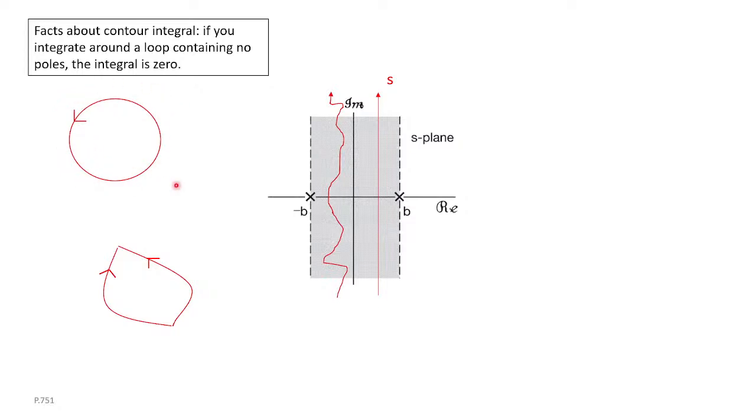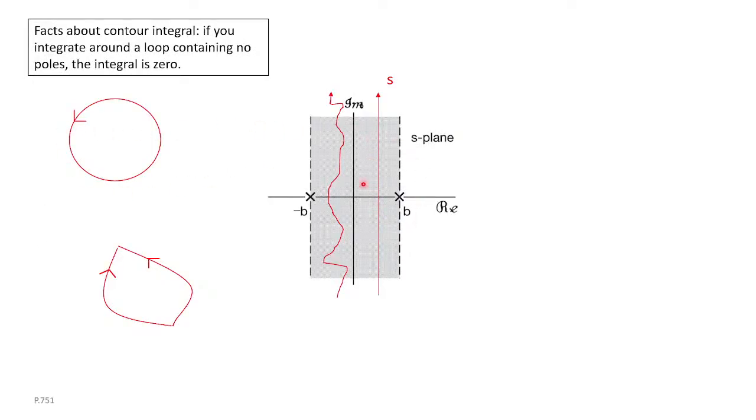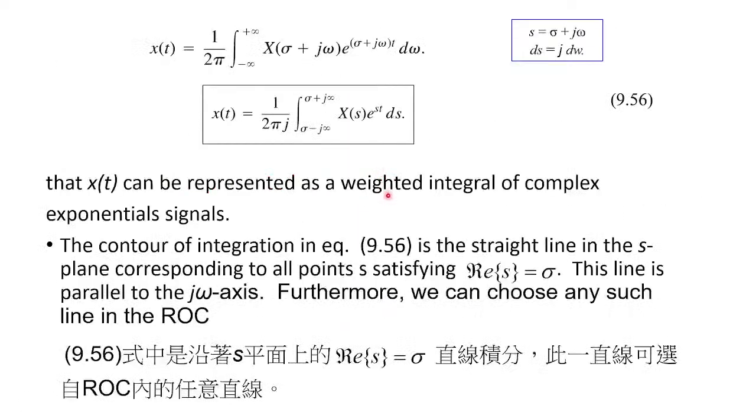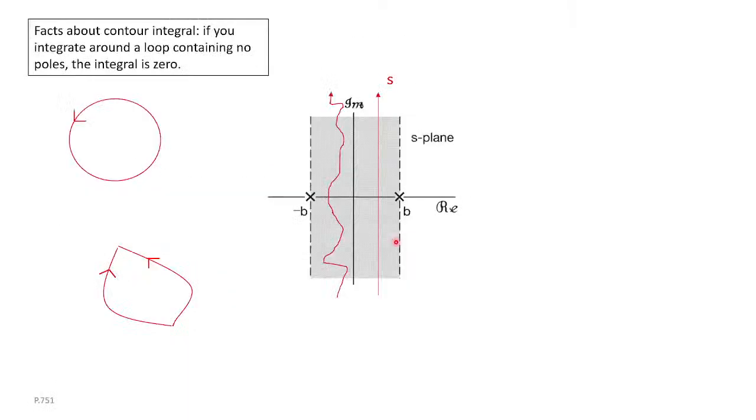And by our characterization of the ROC previously, we know that when we have a rational function, the ROC shouldn't contain any poles. Because at poles the Laplace transform diverges, and your ROC cannot contain anything that diverges. So it's very nice inside here.